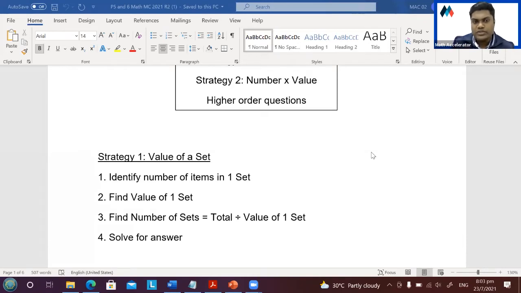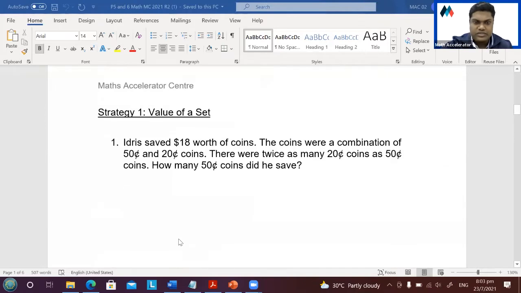So strategy 1, value of a set. Identify the number of items in one set first. Then you find the value of one set. You take the total and divide by the value of one set, and then you solve for the answer. By me reading this, I don't think you'll be able to grasp the context of it yet, so let's run through the question first.